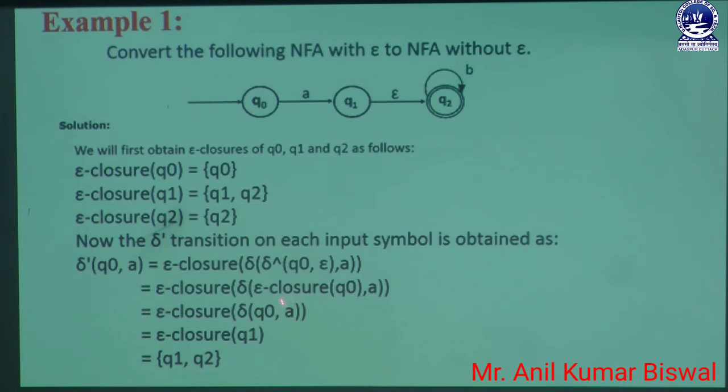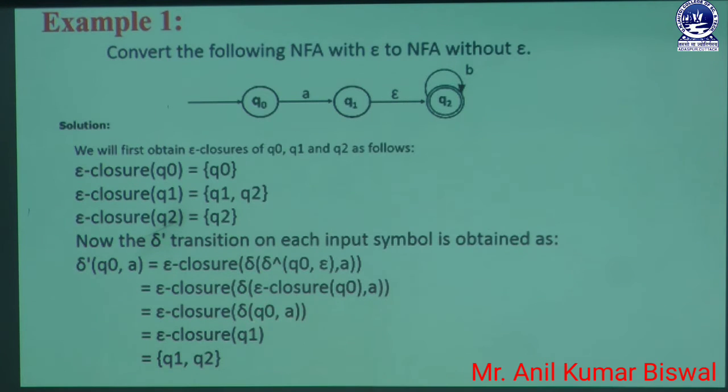Simultaneously it is converted in the next step to the epsilon closure of the transition of Q0. The epsilon closure of Q0 was already mentioned at the top of this slide: the epsilon closure of Q0 is Q0. So we can write here Q0 comma A.